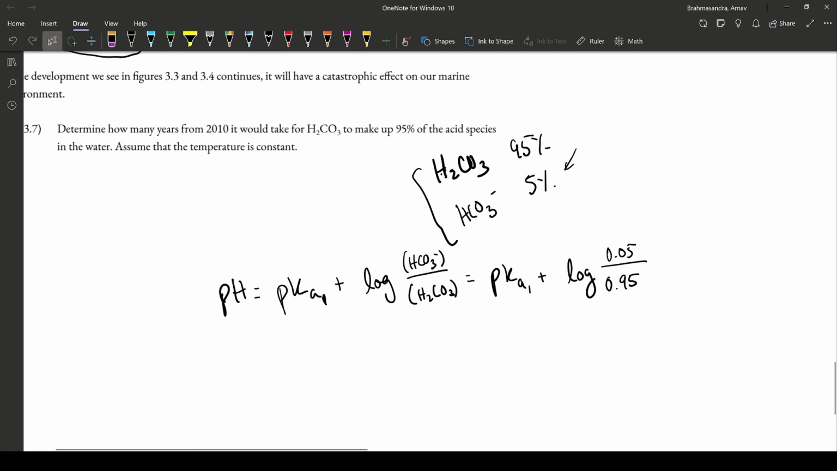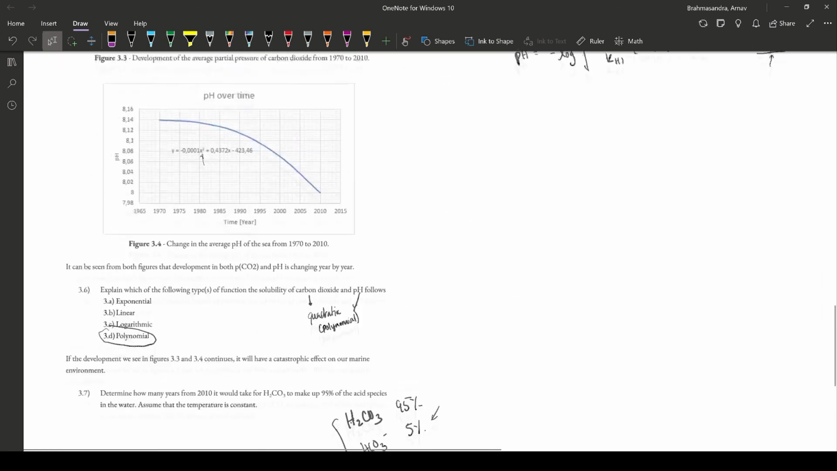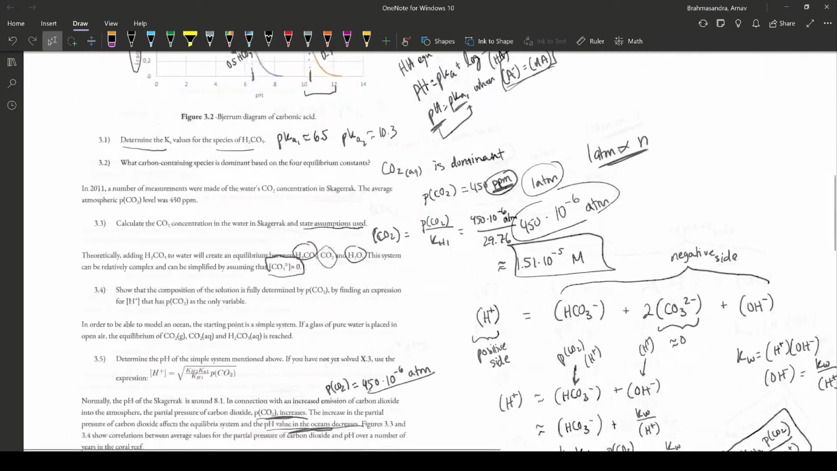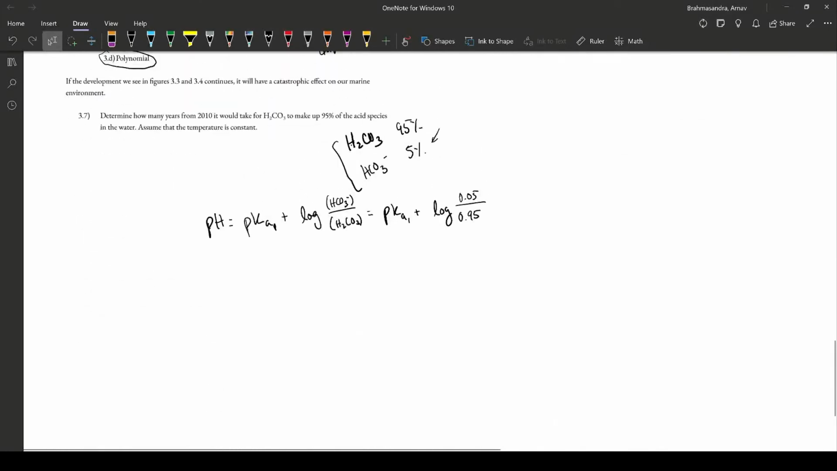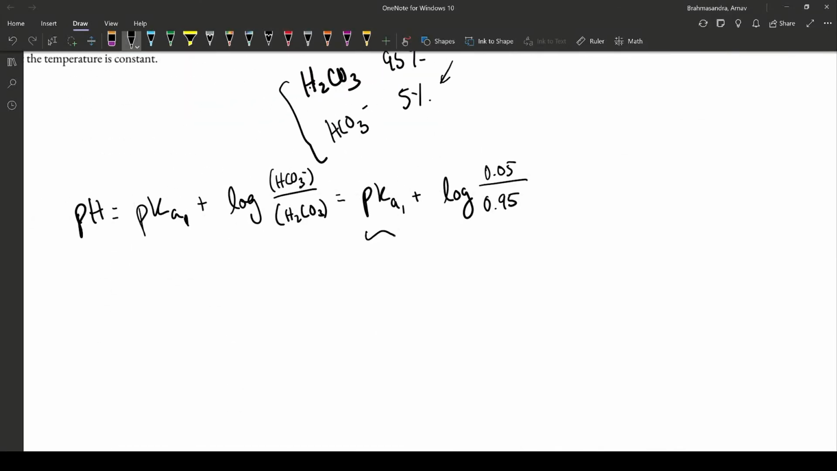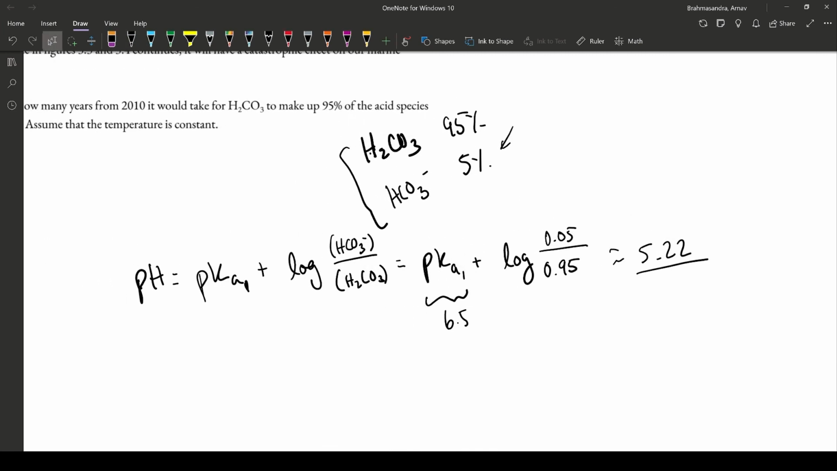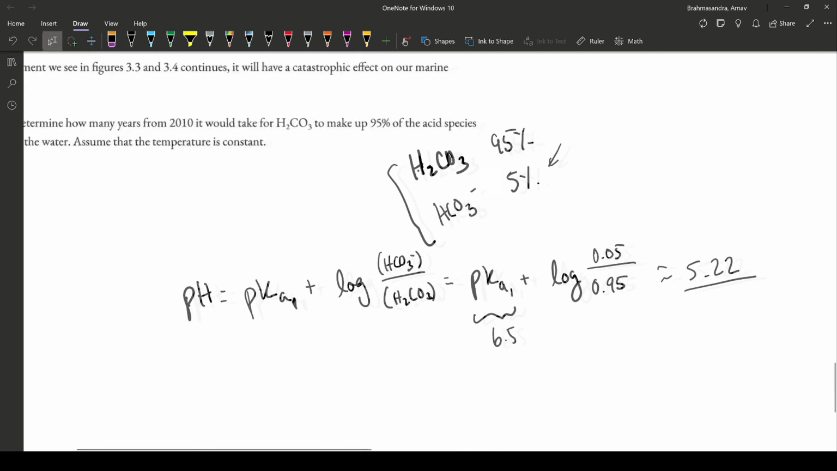And now you would just plug this into your equation. So we know that pKa1, remember we found it way up here, is around 6.5. We plug this in and we get that the pH is approximately 5.22. So that's what our pH is when H2CO3 makes up 95% of the acid species.